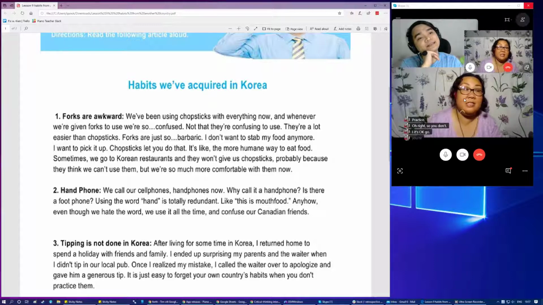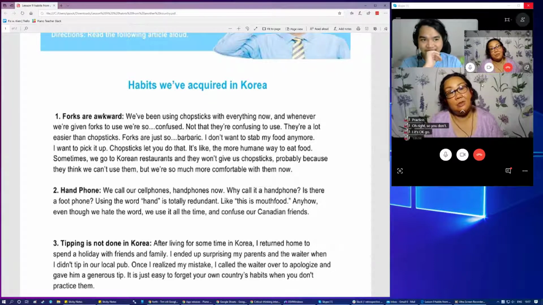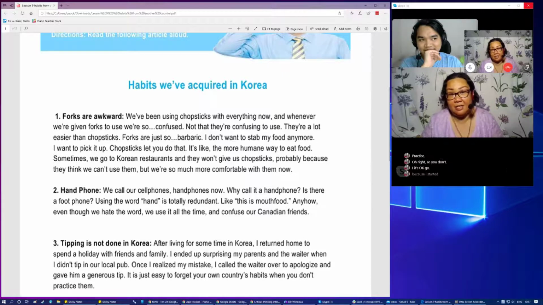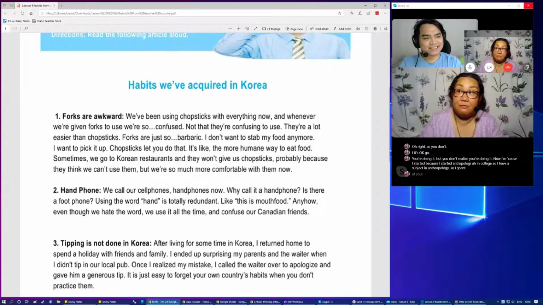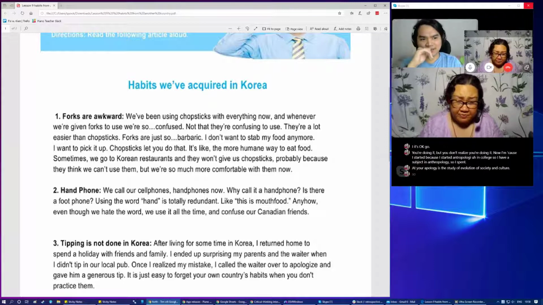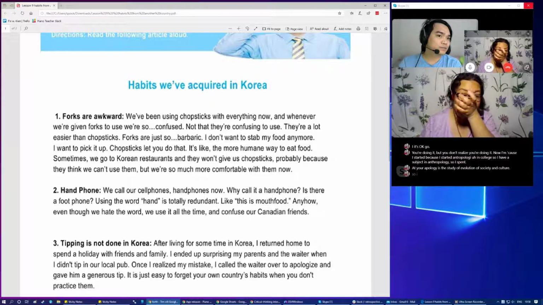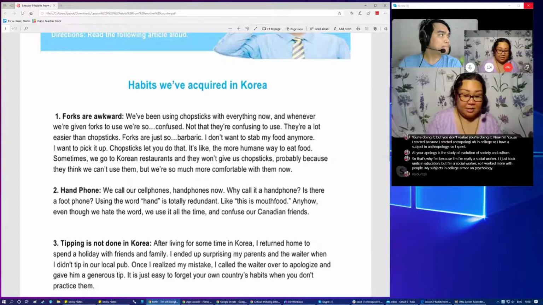I studied anthropology in college, so I had a subject in anthropology. Anthropology is the study of the evolution of society and culture. That's why, because I'm really a social worker. I just took units in education, but I'm a social worker, so I work more with people. My subjects in college are more on psychology, human resources, and so on.